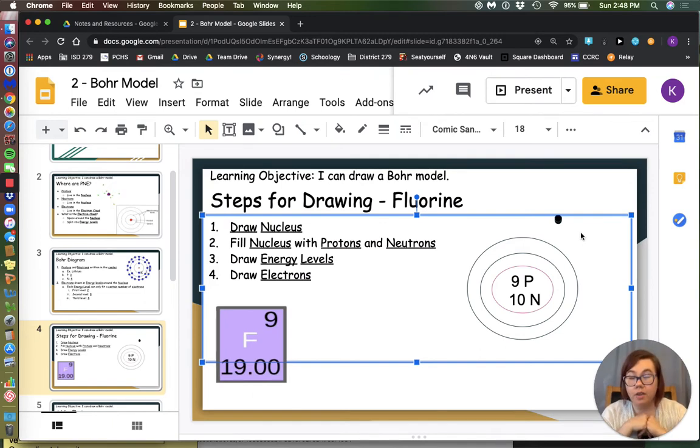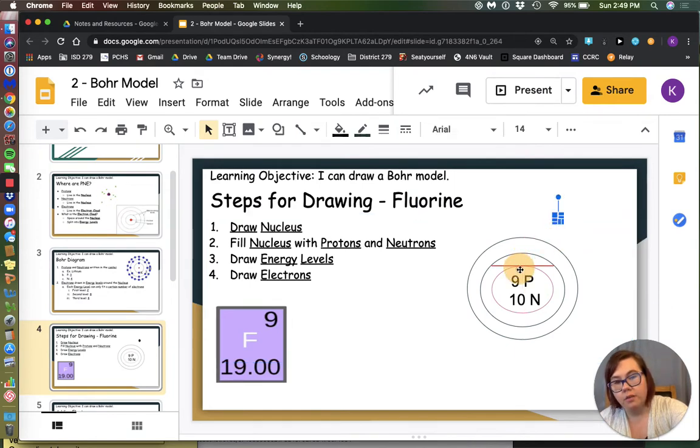The first level, if we remember, fits 2 electrons. So I'm going to go over here to my little pile of electrons, and I'm going to move 2 of them. One there, and one there. Okay, so now I've got 2 electrons in my first energy level. Oops, actually that's the nucleus, this first one here. It doesn't really matter, but the first one, the different color, was supposed to be the nucleus. And then I've drawn 2, I've got 9 total.